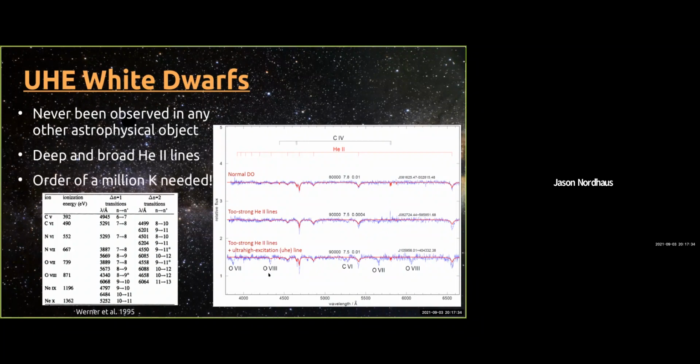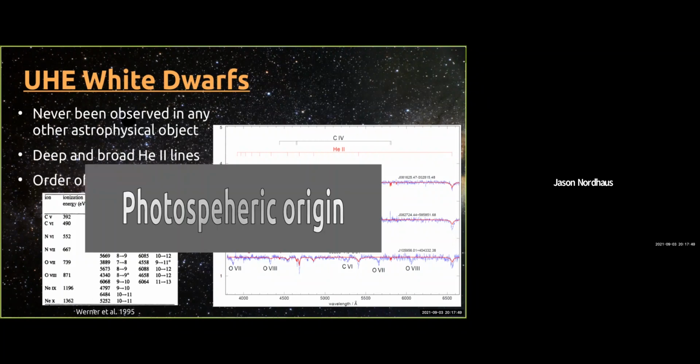Here, some of the ionization energies for different ionization stages are listed. In order to achieve these ions, the required temperatures are on the order of 1,000,000 Kelvin. However, these temperatures far exceed stellar effective temperatures. Therefore, a photospheric origin for these features can be ruled out.